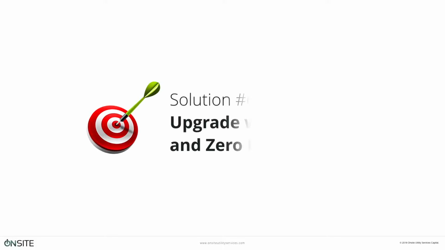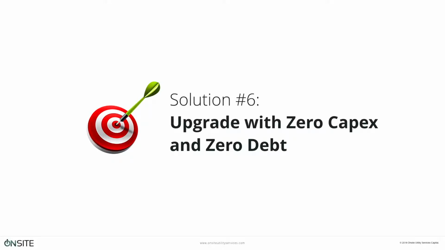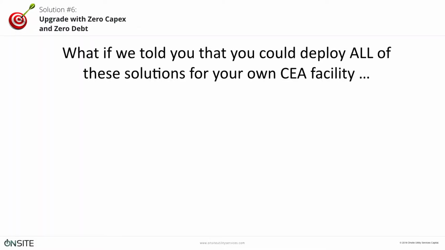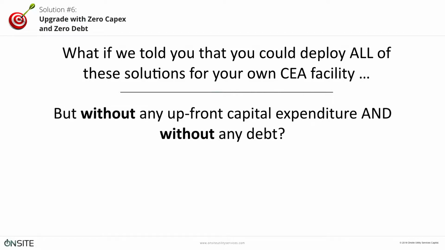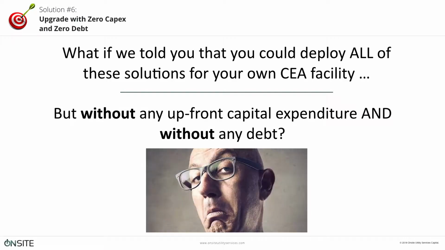Our 6th and final solution: how to upgrade with zero capex and zero debt. What if we told you that we could deploy all of these solutions for your own agricultural facility, but without any upfront capital expenditure and without any debt? Sounds interesting, doesn't it? But exactly how does that work?